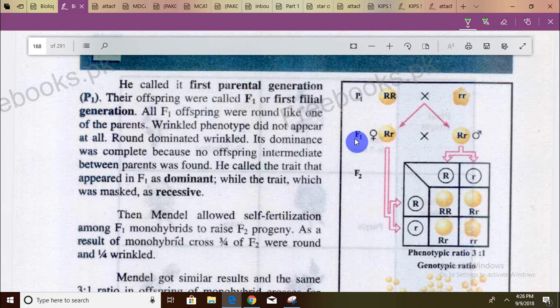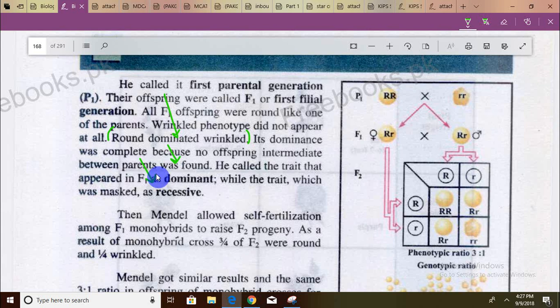And the wrinkled phenotype did not appear at all because it was a recessive trait, and unfortunately you got to remember this too. Round dominated wrinkled, and the dominance was complete, and this is one of the simplest forms of inheritance, complete dominance. No intermediate offspring was found. He called the trait that appeared in the F1 as dominant and the trait that was masked in the F1 as recessive. The F1 monohybrids were allowed to self-fertilize and the F2 progeny was produced.